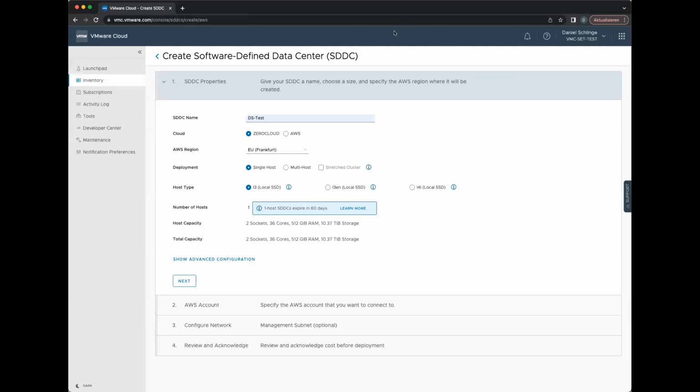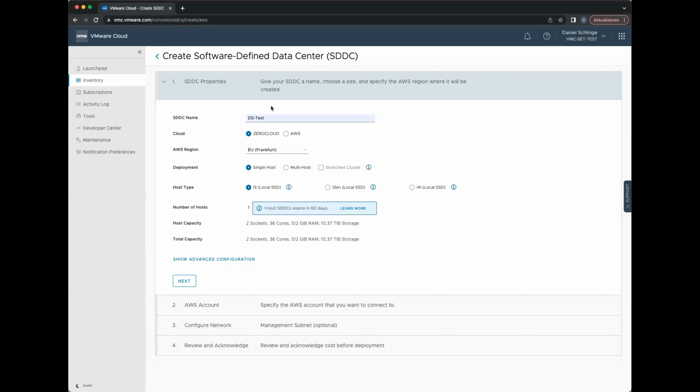So this is our console where you can log in and create your data center. As Ralf mentioned, we have to create a data center first. This will take us roughly about 2 hours, and I will show you a little bit of the workflow. You can log in to our VMC console at vmc.vmware.com with your credentials, and then click the button Create New Data Center.